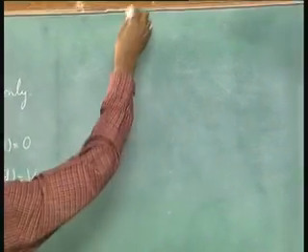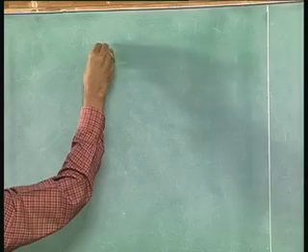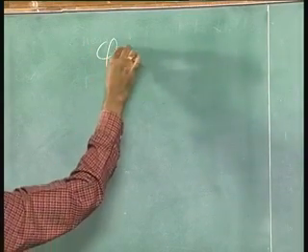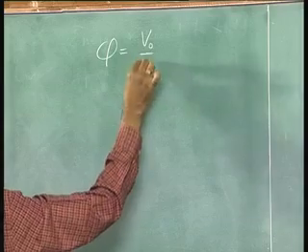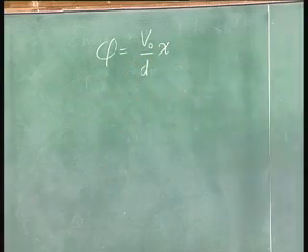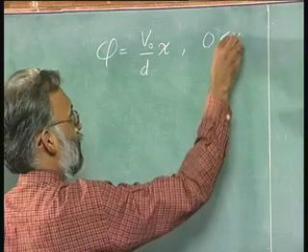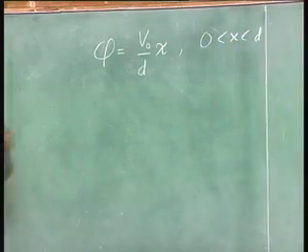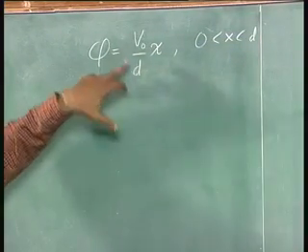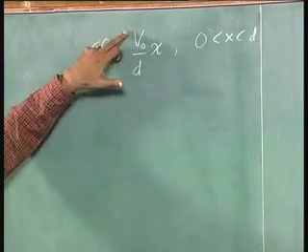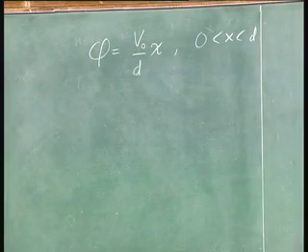So, I can give the final answer. I can say that the potential phi is equal to V naught over d times x, for 0 less than x less than d. At x equals 0, phi is 0. At x equals d, phi is V naught. So, it satisfies the boundary conditions.